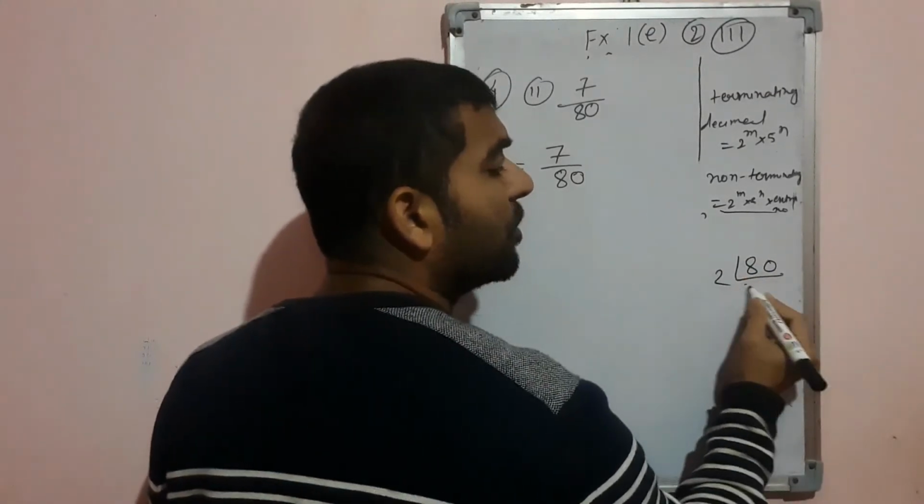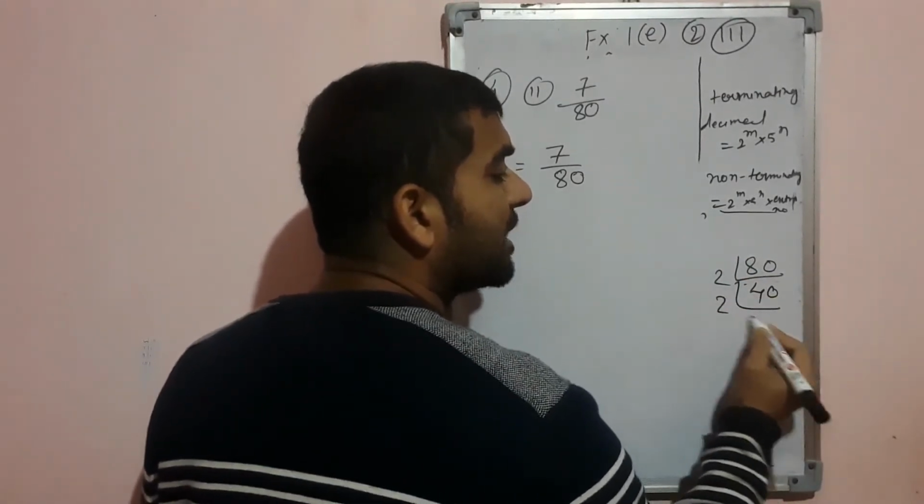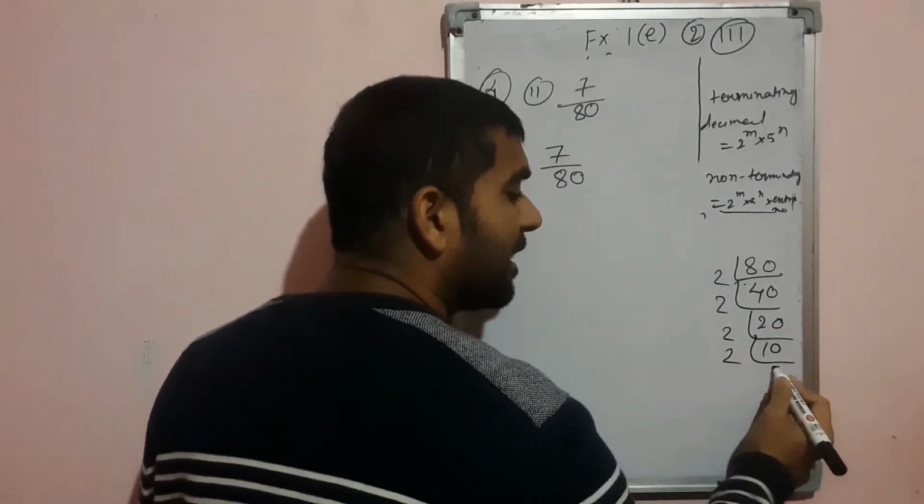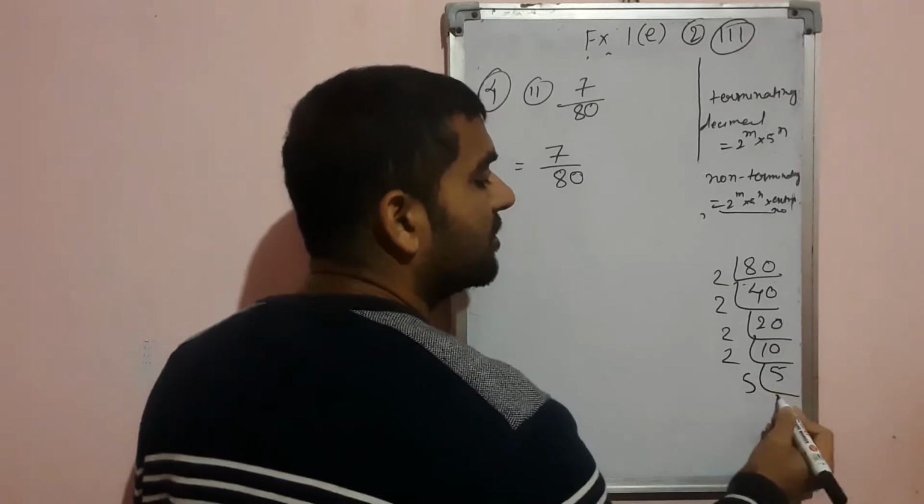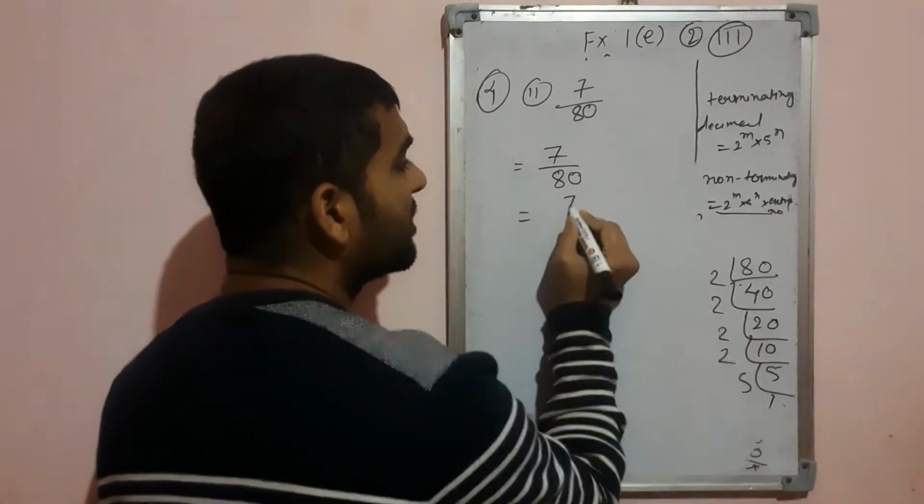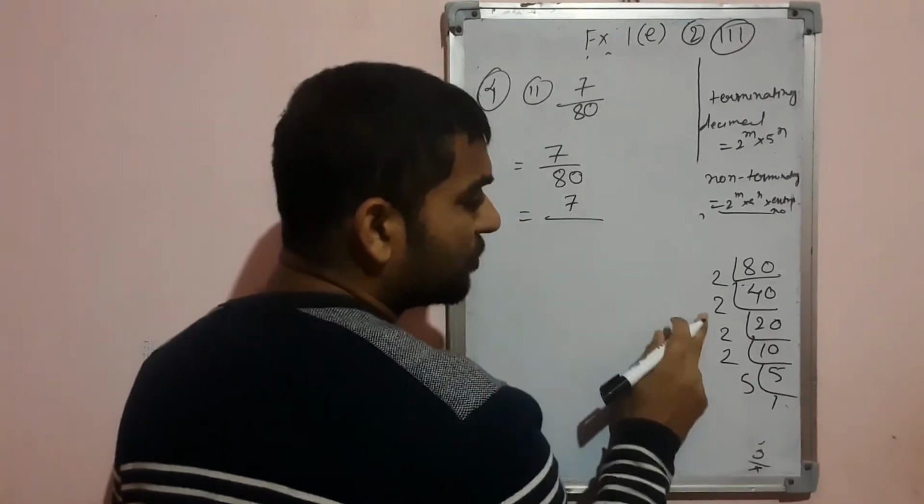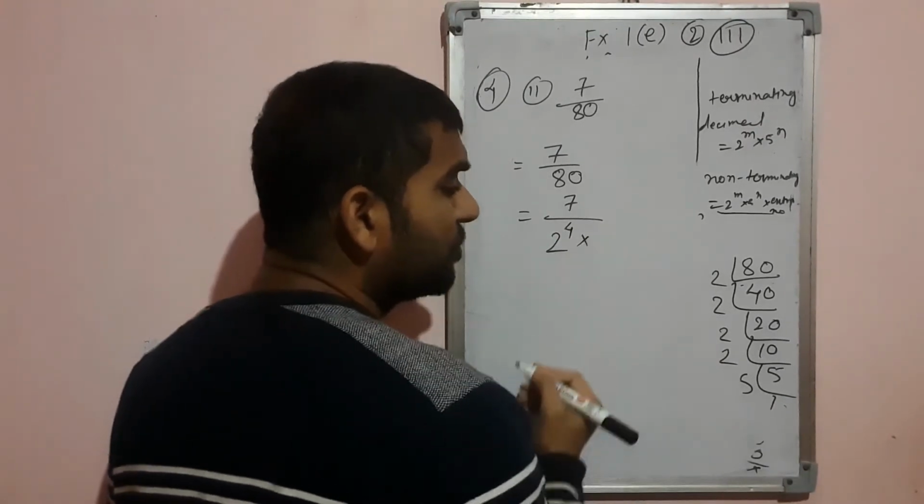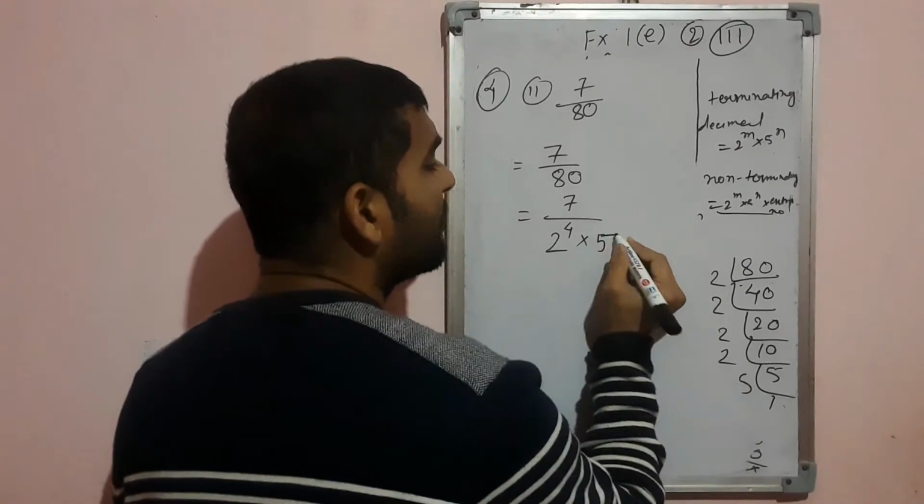It will be 2, 40, 2 twos are 4, 2, 22. You will get 10, 2. It will be 5, right? 5, 1. Now write down 7. 2 how many? 1, 2, 3, 4. So you write 2 power 4 into 5 into 1, which will be 5.